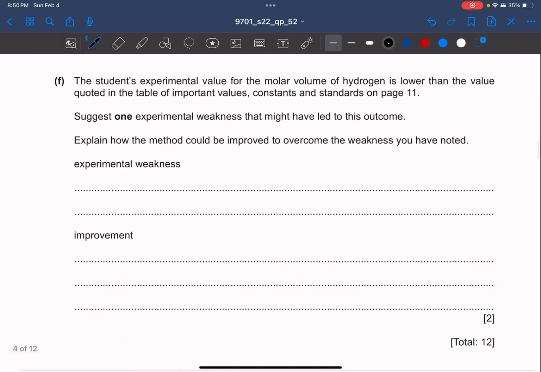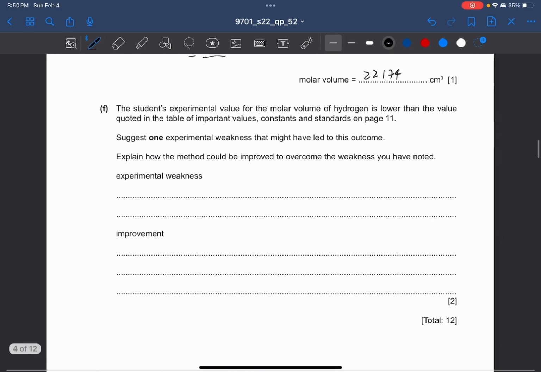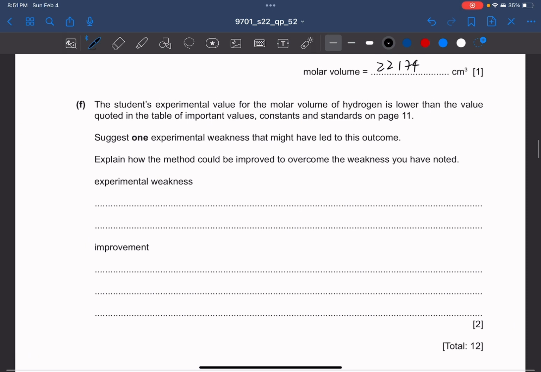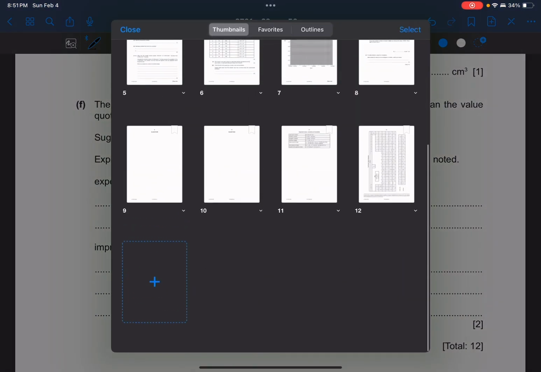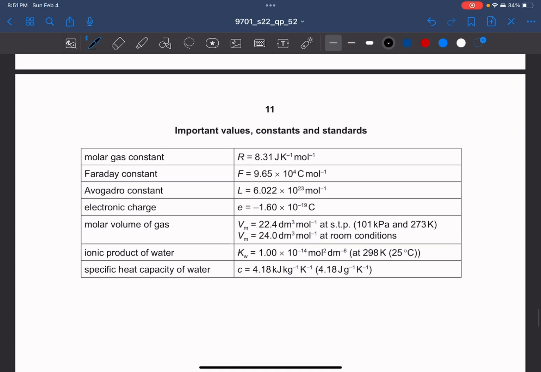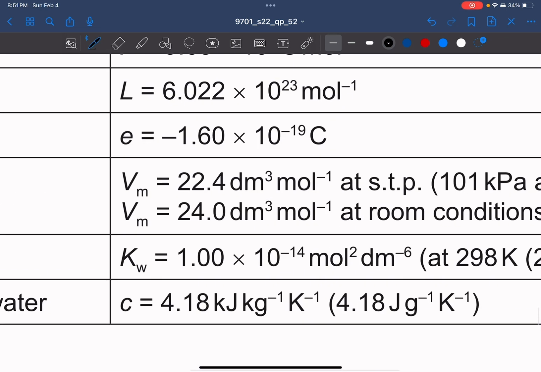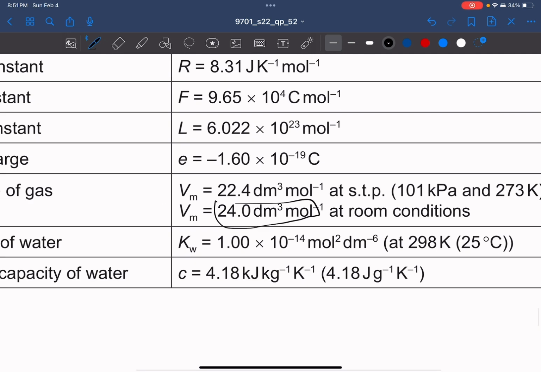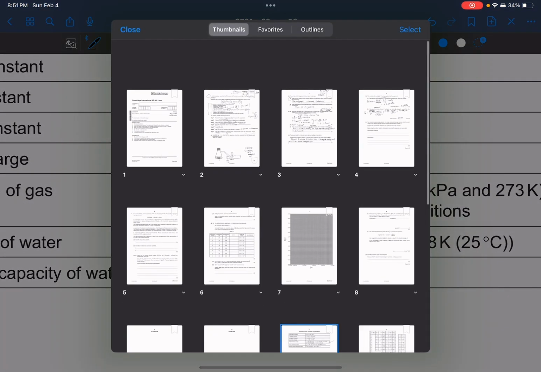So I think this is the last part of this question. The student's experimental value for the molar volume of hydrogen is lower than the value quoted in the table of important values, constants, and standards on page 11. So down here in page 11, we have the molar volume of gas. So yeah, as I mentioned, at room conditions, it's this. We're going to go back.